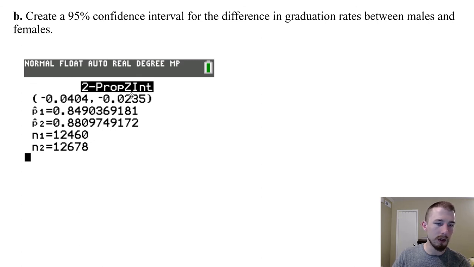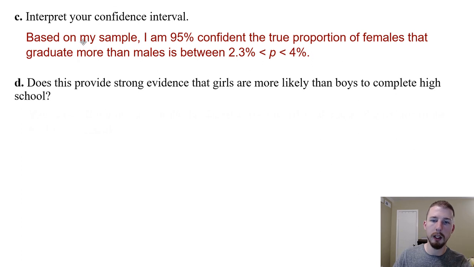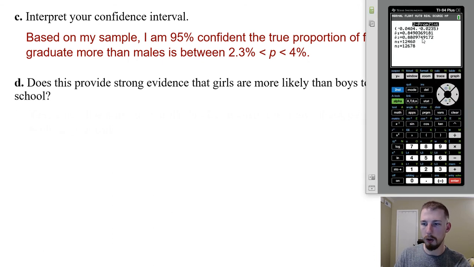Since 0 is not contained in this confidence interval at all, we would actually have enough evidence to reject the null hypothesis that there was no difference. We do have enough evidence to suggest that women are more likely to graduate than men based on these sample proportions. So interpret your confidence interval. We're 95% confident that the true proportion of females that graduate more than the males is between 2.3 and 4%, which is exactly what we saw here. So 4% and 2.3%.